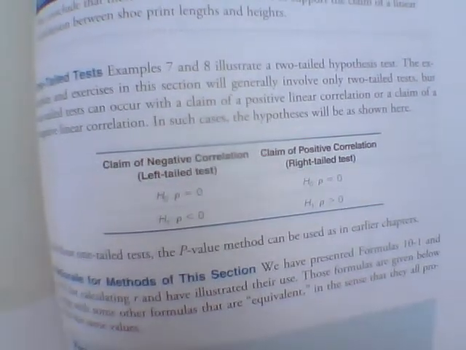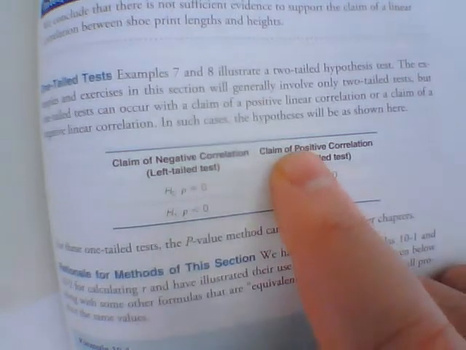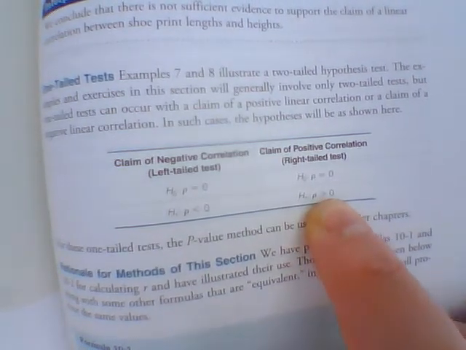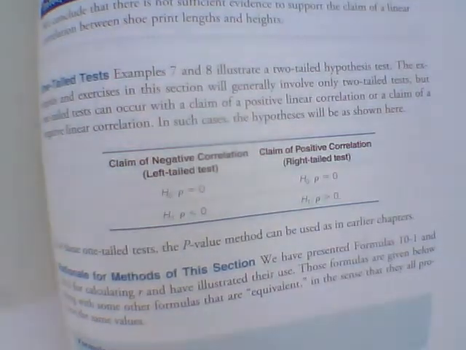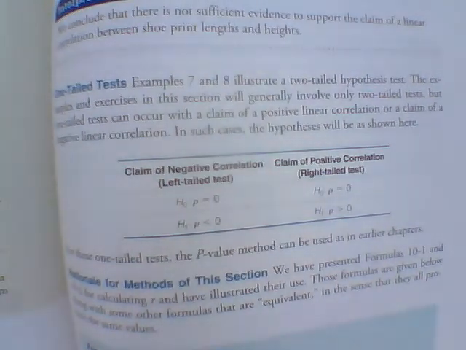The claim of negative correlation talks about the alternative being less than 0. The claim of positive correlation talks about the alternative being greater than 0. So if we want to define our hypothesis test a little bit more and not just worry about a linear correlation, if we want to know if it's a positive or negative linear correlation, this is how we would adjust that test for, once again, that p-value that we'd be working with.